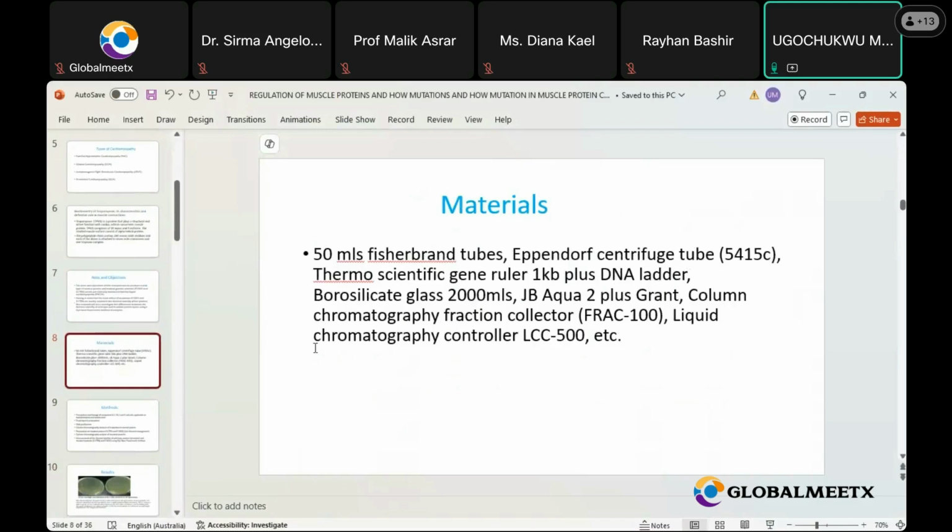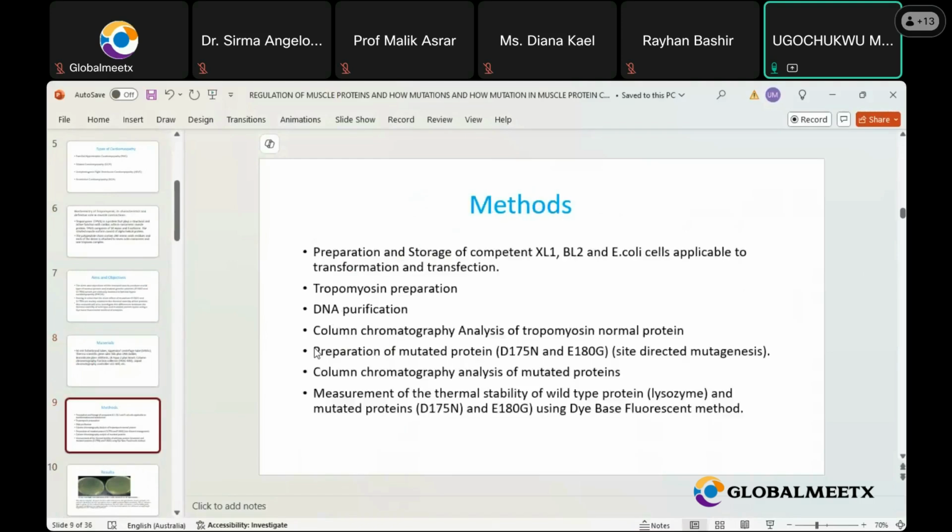The materials involved were 50 mL Fisher-Brand tubes, Eppendorf centrifuge tubes, Thermo Scientific GeneRuler DNA ladder, a column chromatography fraction collector, a liquid chromatography controller, and so on. Methods.